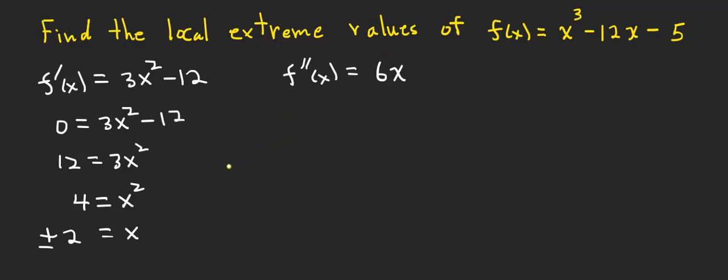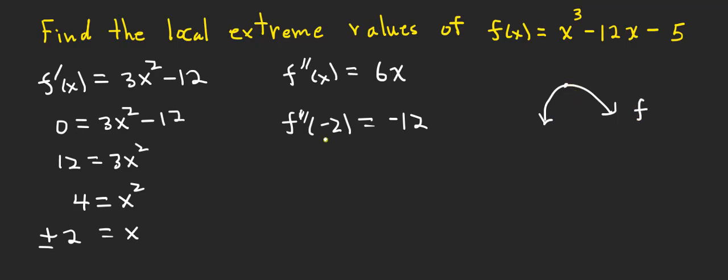So what happens when we plug these critical points into the second derivative? Let's plug in negative 2 first. You get negative 12. This means that the second derivative is negative, which implies that f is concave down. This is f. So that point will be a local maximum. So we know there's a local max at x equals negative 2. And if you want to find the y value, plug it into the original.